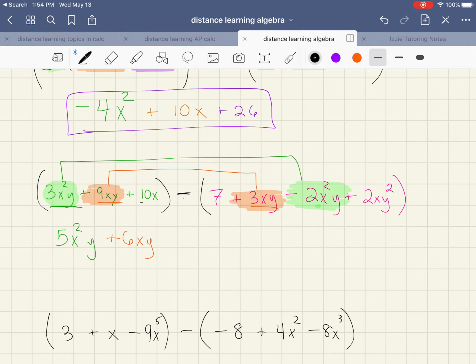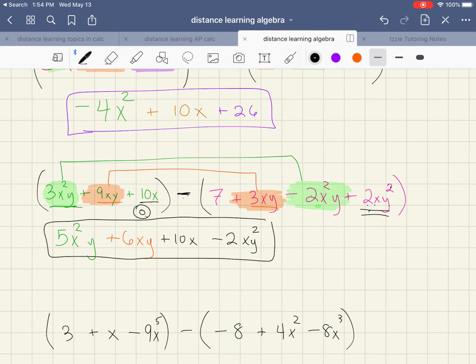I then have nothing to subtract the 10x with, so I'm just going to say that's going to stay the same. I'm really subtracting 0 from that. And then I have nothing to take away 2xy squared from, so it's 0 minus that. So 0 minus 2 would be a negative 2xy squared. And as far as the subtraction goes, we're done. And that looks pretty good.